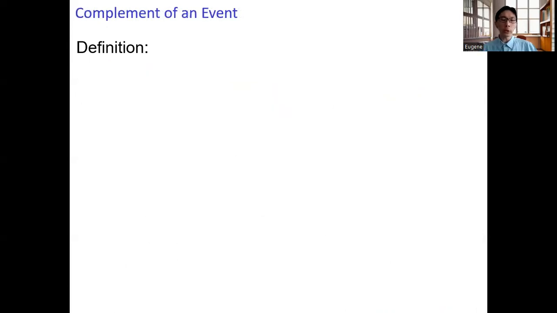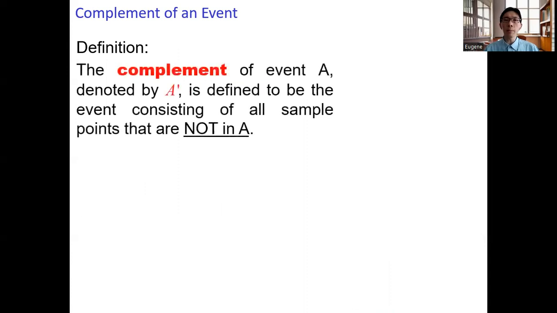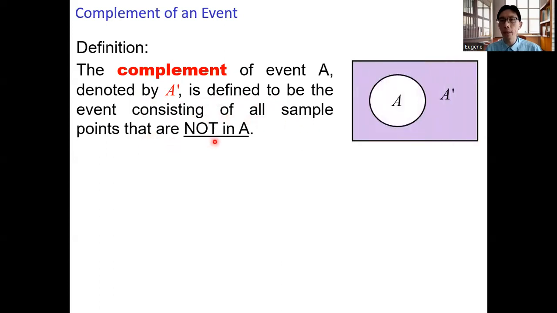The next definition we are going to talk about is the complement of an event. The complement of event A, denoted by A dash, is defined to be the event consisting of all sample points that are not in A. Okay, so here is the Venn diagram. I use the circle to represent event A, and any sample point outside event A is the complement of A, denoted by A dash, the shaded region.